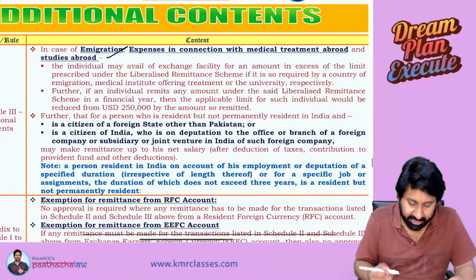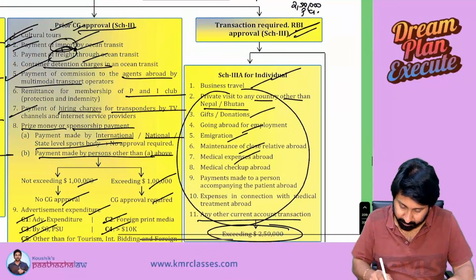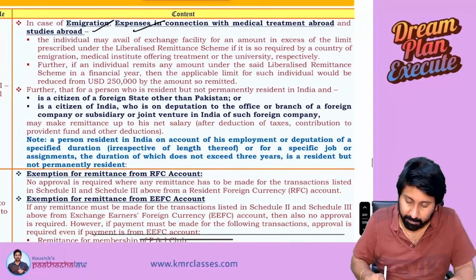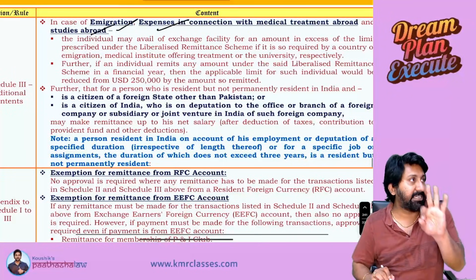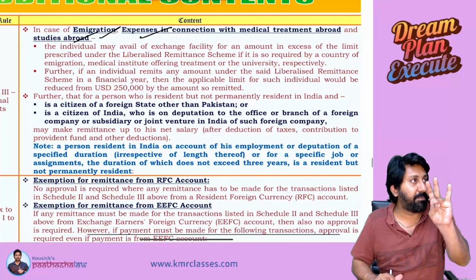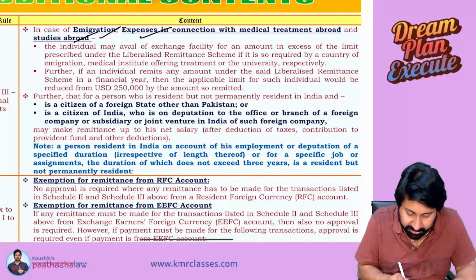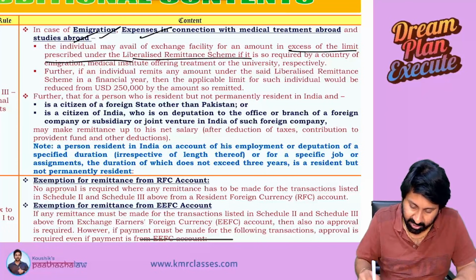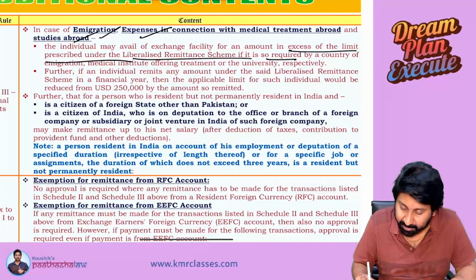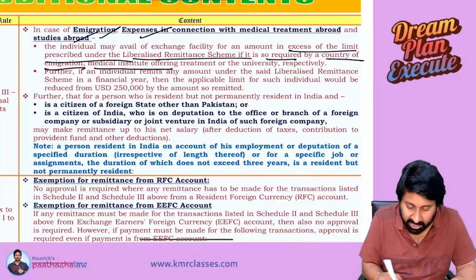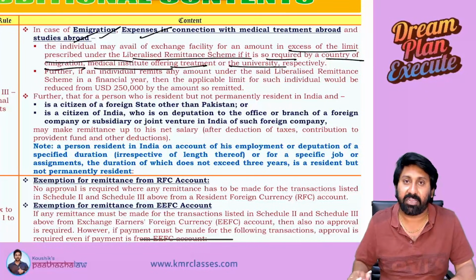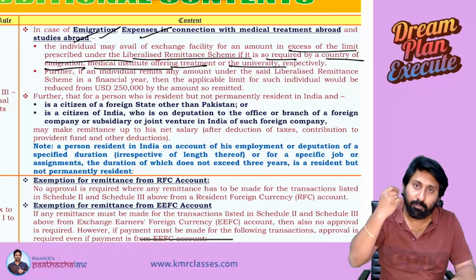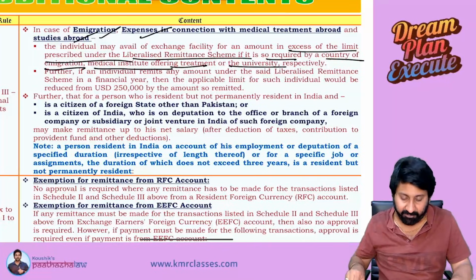In case of immigration, in that list, immigration is also there. Okay, immigration. In case of immigration, medical treatment or studies abroad, 3 cases. Immigration expenses in connection with medical treatment, studies abroad. An individual may avail exchange facility for an amount in excess of the limit prescribed in LRS, provided it is required by the country of immigration, the medical institute offering treatment or the university. Means that country outside India accepted for more than 2,50,000, then you can draw more than 2,50,000 also.